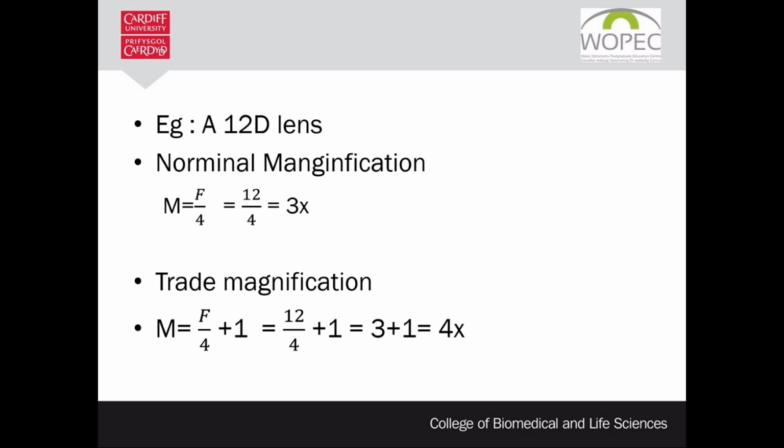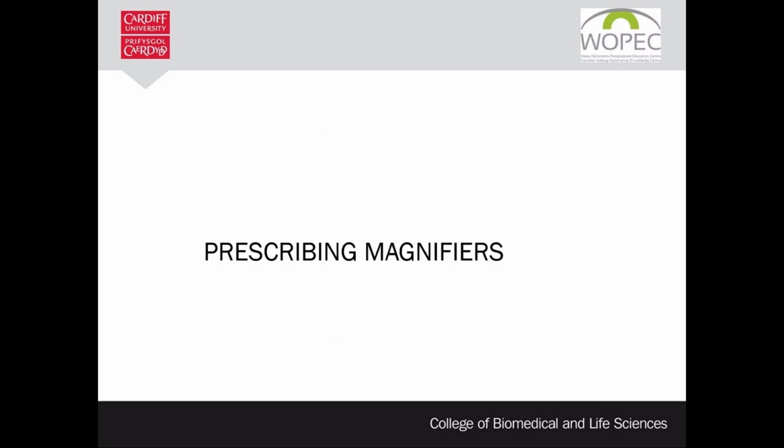For a 12 diopter lens, the nominal magnification is 3 times while the trait magnification is 4 times. That makes things a little bit confusing, but the good news is the amount of magnification the client experiences at the end of the day may not exactly be in line with these calculations. It is always based on how the client uses the magnifier. Now that we know the theories, let us see how well we can apply it in prescribing magnifiers.